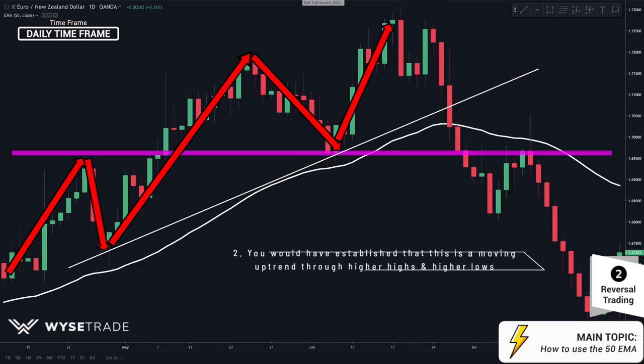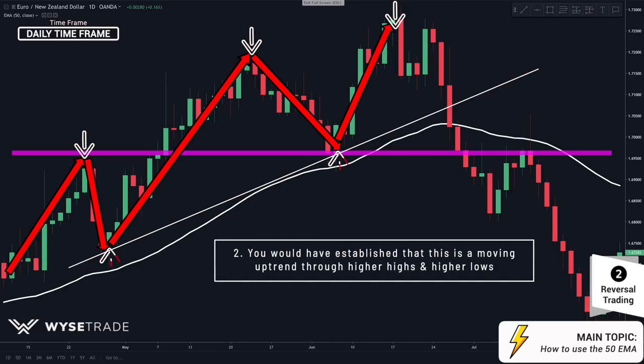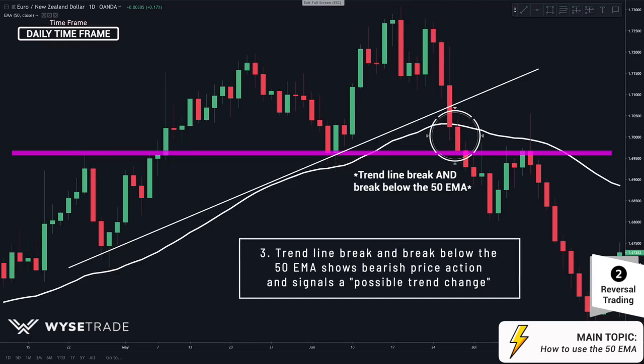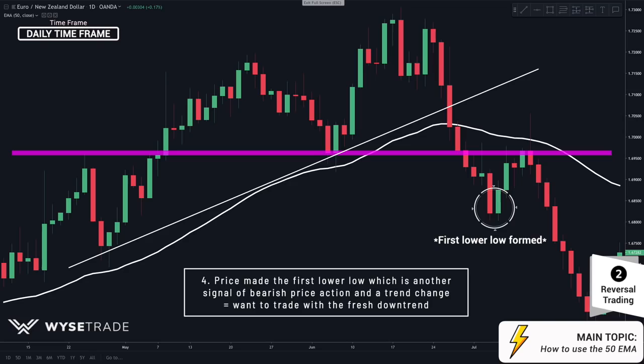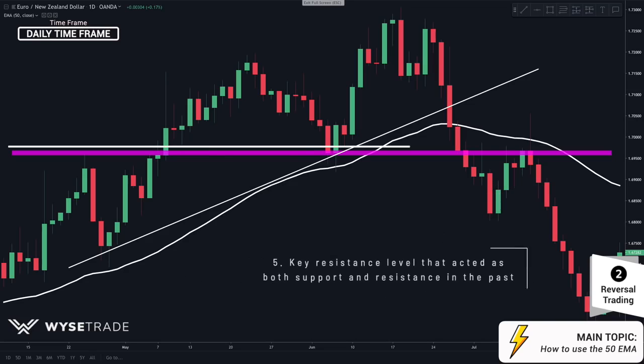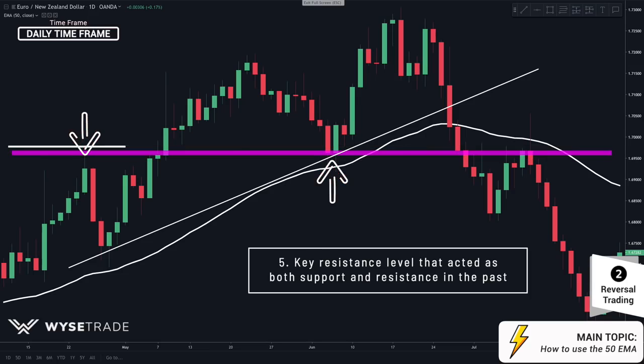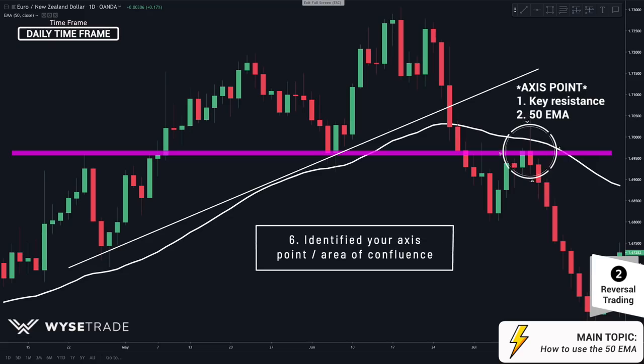So here on the daily time frame, you first had your trend line drawn right here. You had your clear moving uptrend through higher highs and higher lows, before you had your trend line break and a break through the 50 EMA, which was your first signal of a possible trend change. Price then made a lower low, which was another signal of a trend change. Next, here was your key resistance level that acted as both support and resistance in the past. This here was then your access point where key resistance and the 50 EMA both lined up.